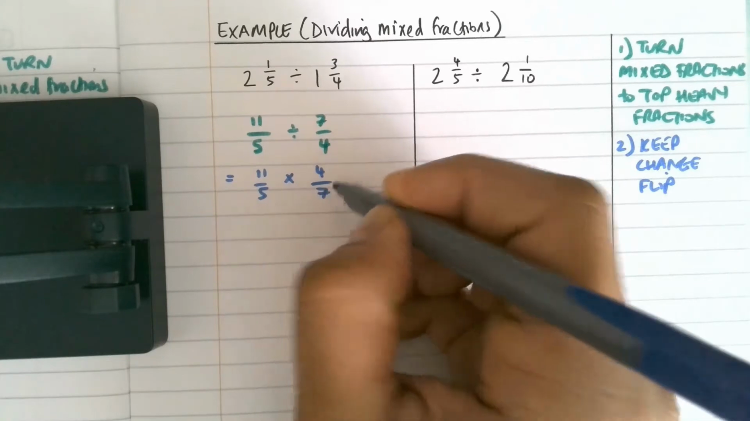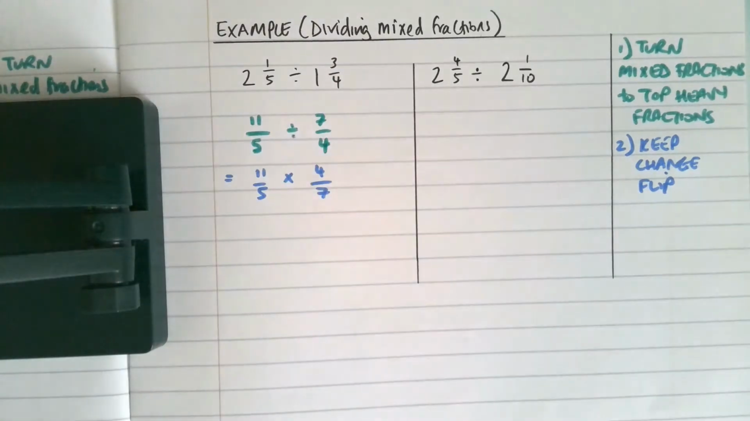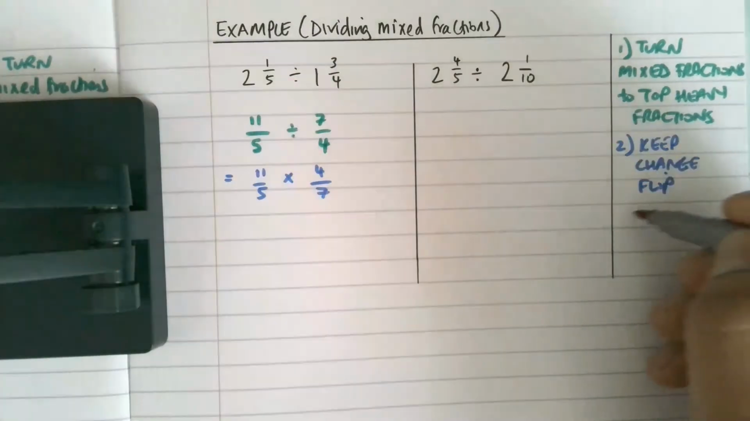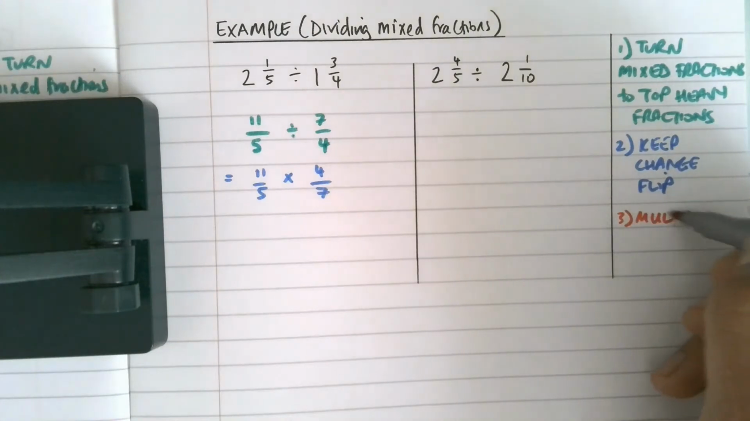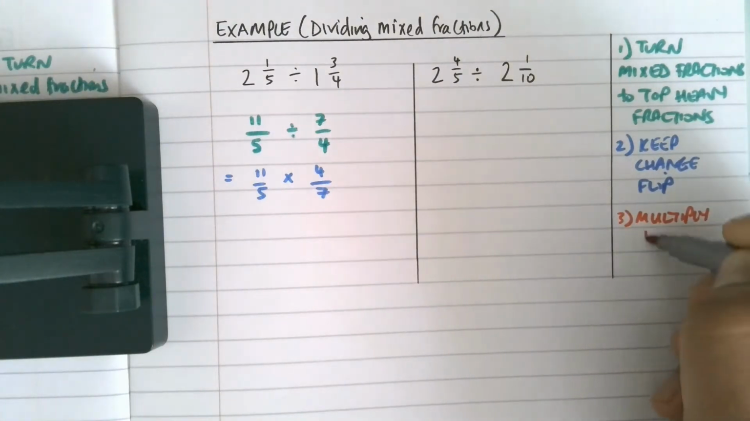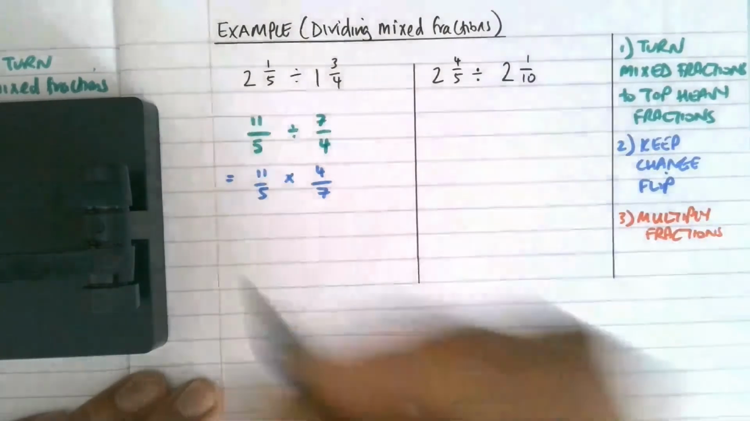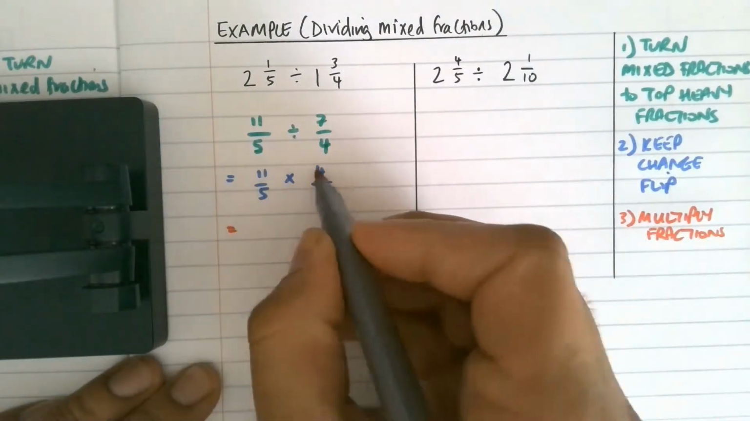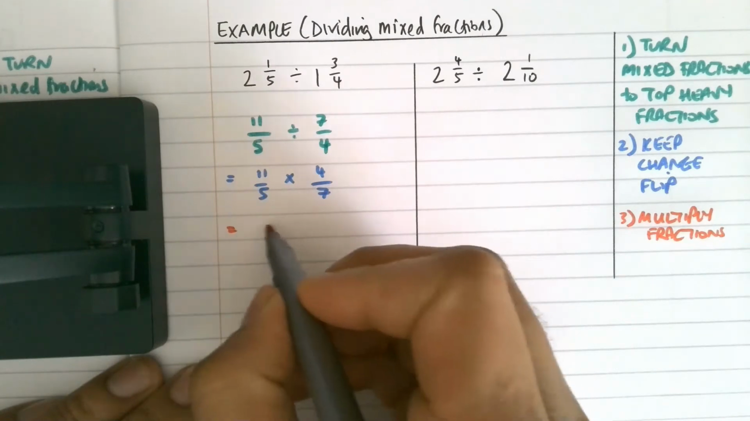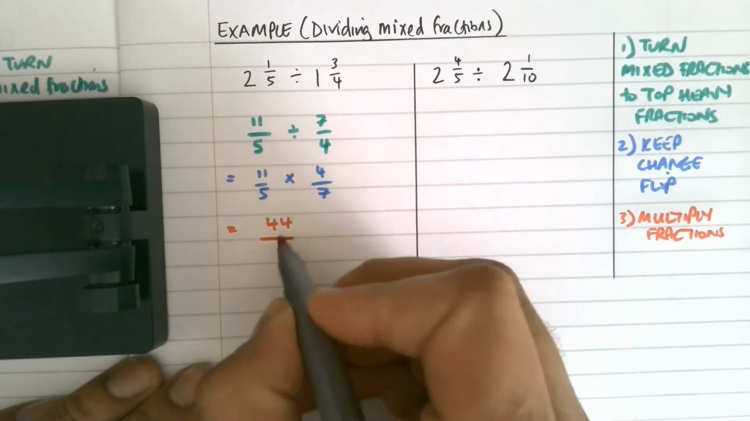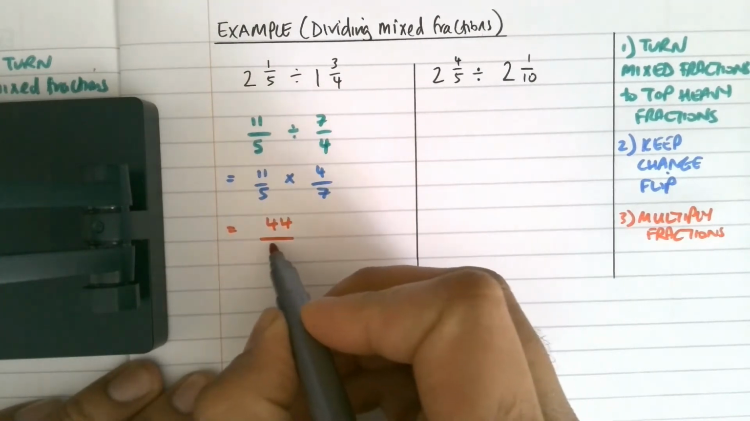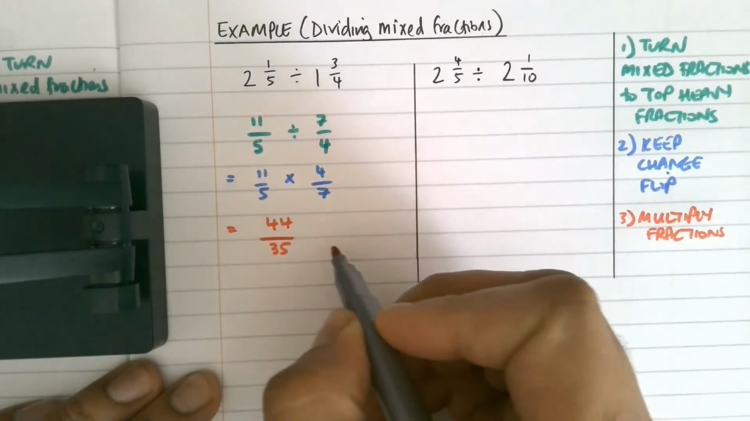And then the third step is to multiply the fractions. So the first step is to turn mixed fractions to the top-heavy fractions. Second step is to keep change flip, and the third step is then to multiply the fractions together. So we have 11 times 4 over 5 times 7. That's 44 over 35. We have a top-heavy fraction.